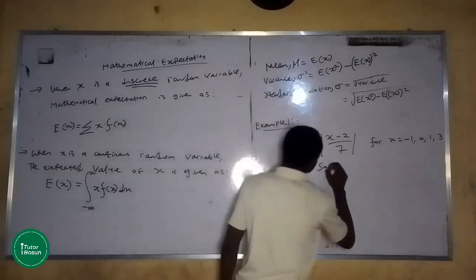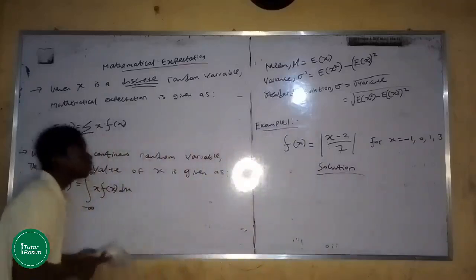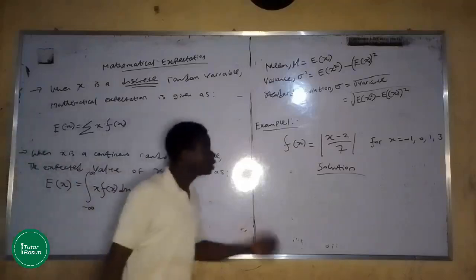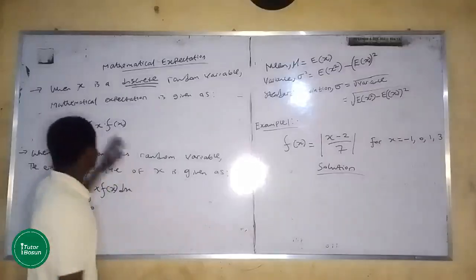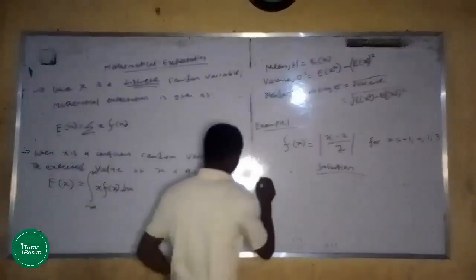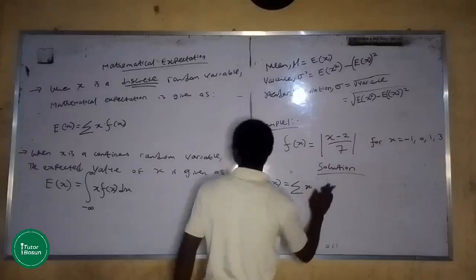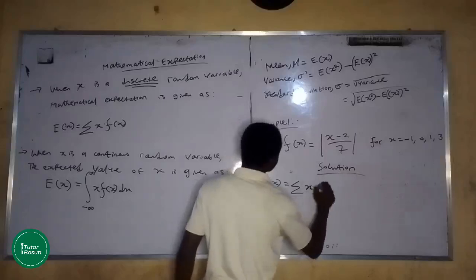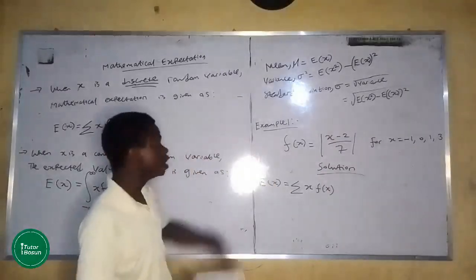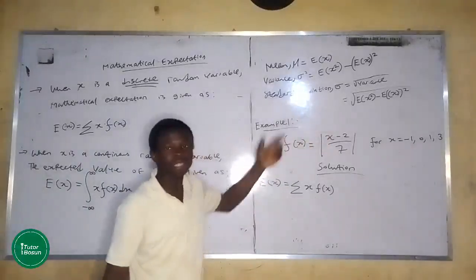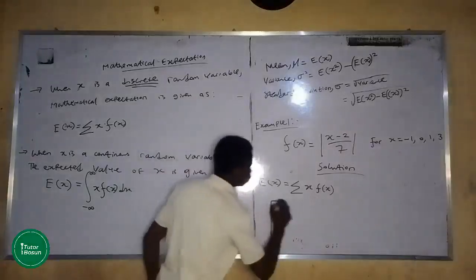So, solution. Let's solve for that. We have to find the expected value of x. To determine the expected value of x, since this is a probability function, we'll need to do a summation. The expected value of x is equal to the summation of x multiplied by f of x. So the first thing you need to do is to input your x into f of x one after the other. So why don't you just generate the table for that? That would be easier.